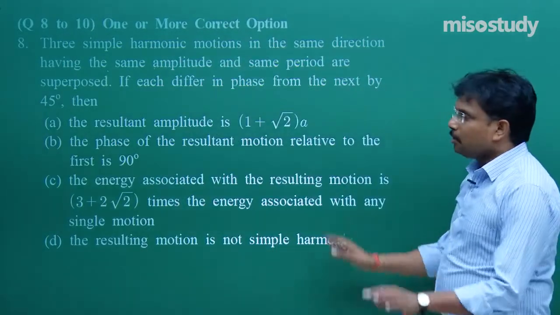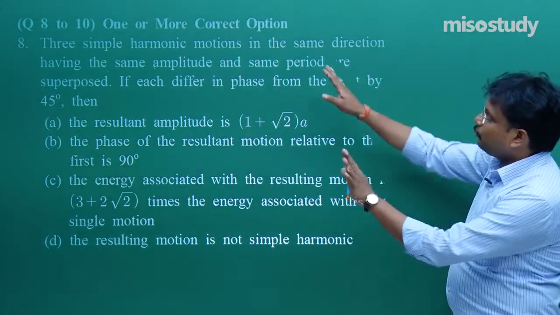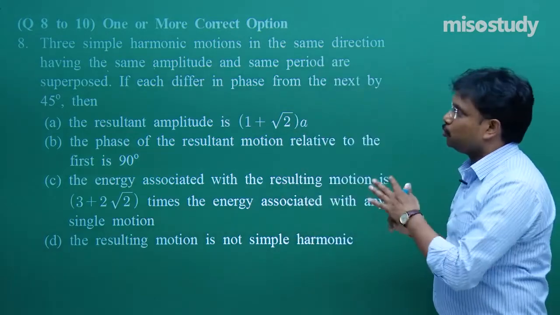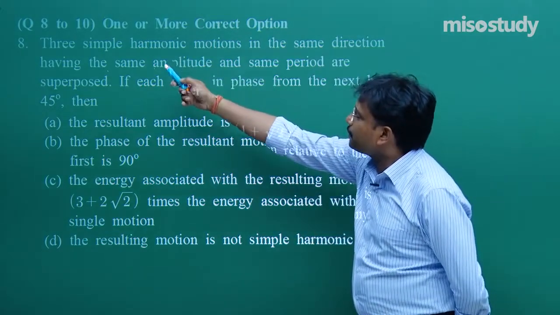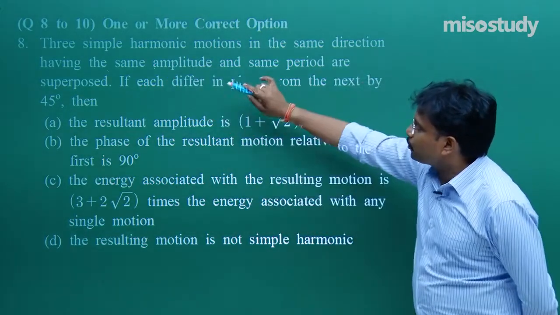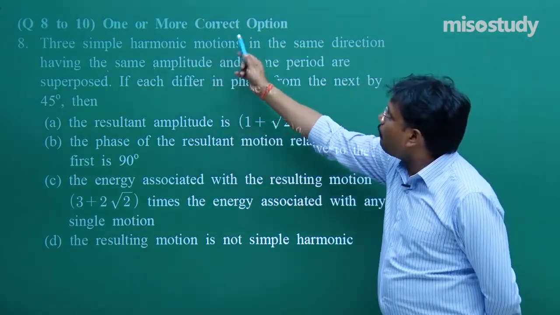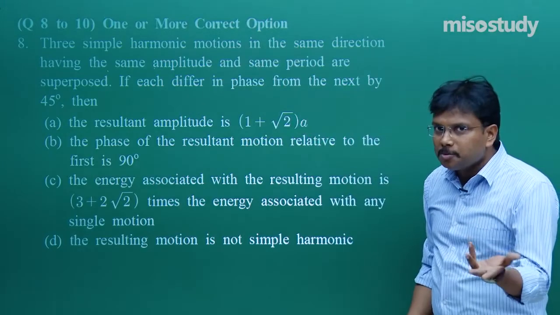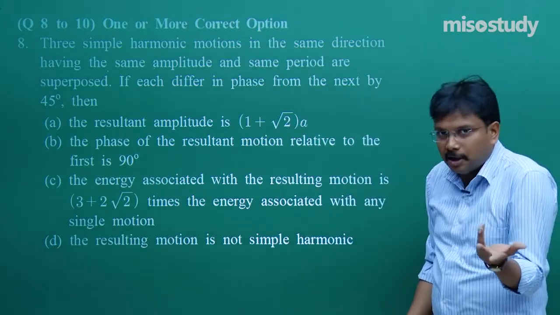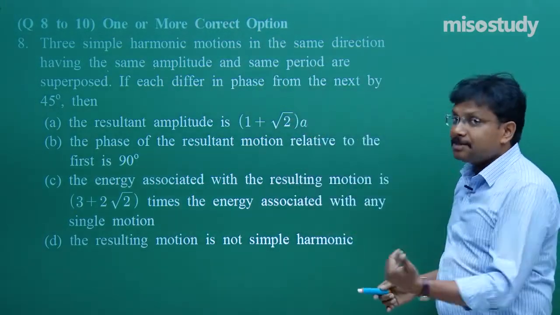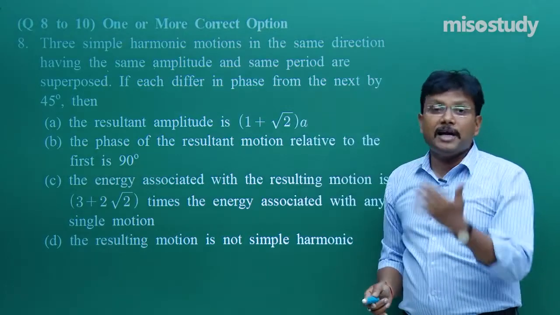This question, it's not a big one. First we will try to find out what exactly we are supposed to do. So read the instructions. Question 8 to 10 means question number 8, question number 9 and question number 10. One or more correct options. Maybe one option correct, maybe more than one option correct. Because this is the second pattern of the JEE Advanced exam.